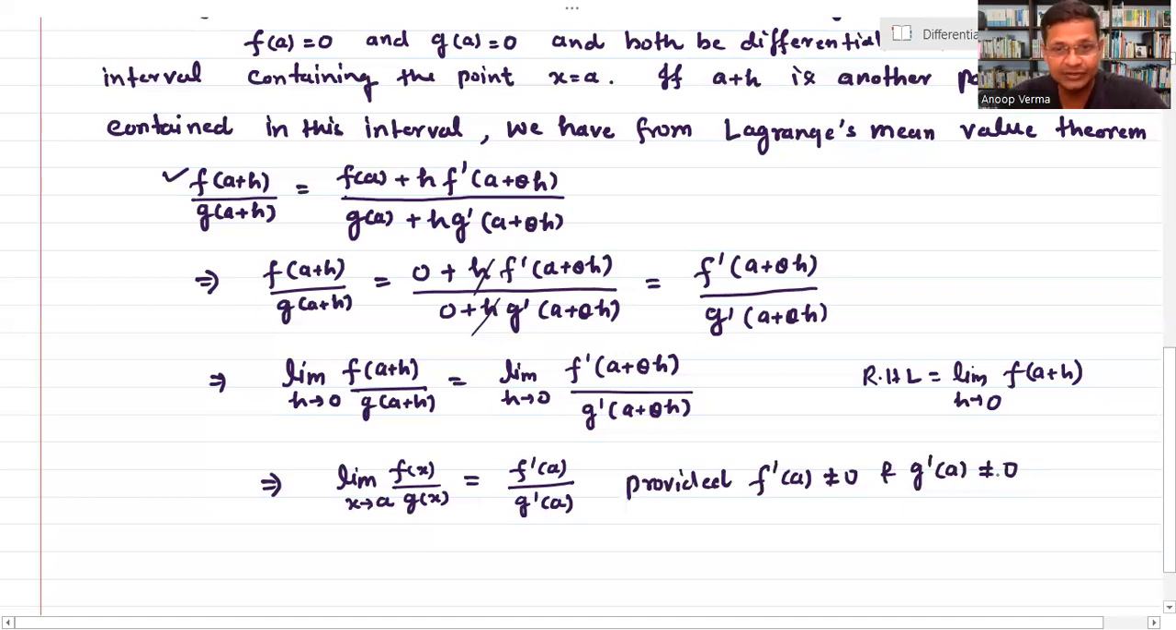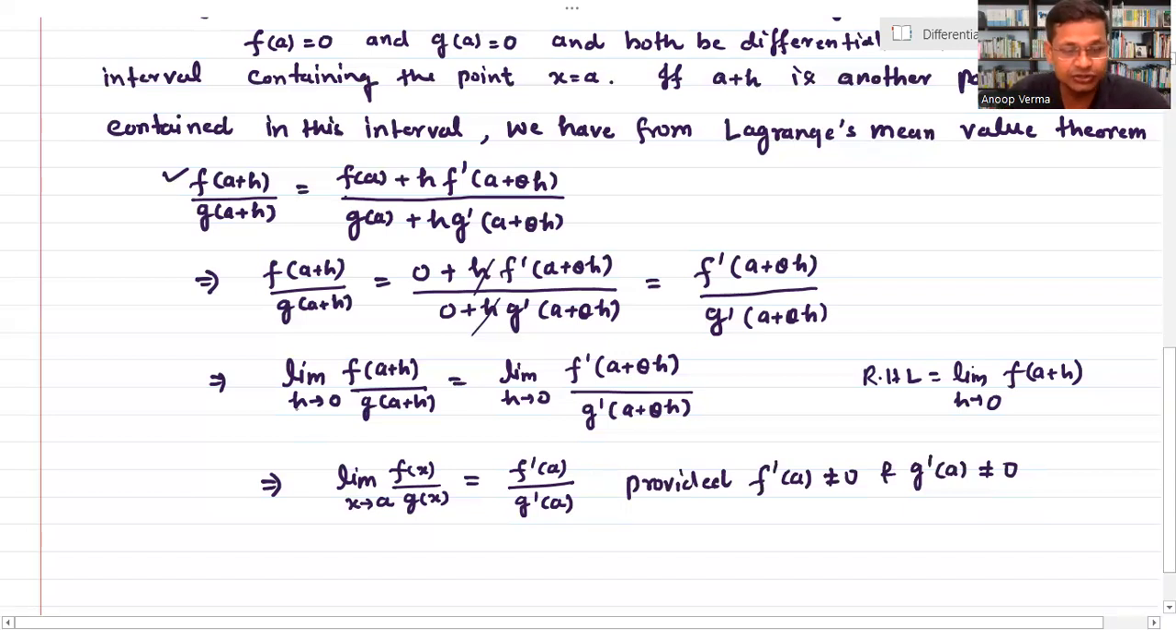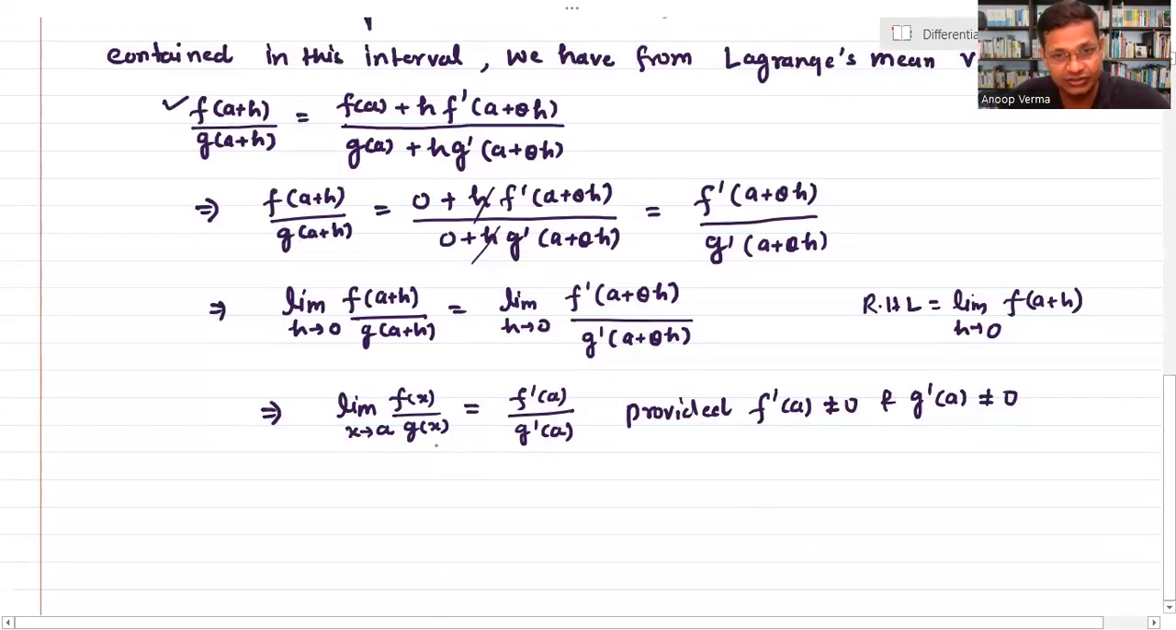So this limit will be equal to, you will take the derivative of the function's numerator and denominator separately. You take the derivative of the numerator and denominator separately, and then put the value of x. Okay, so this is actually known as L'Hospital. So this is called L'Hospital rule.